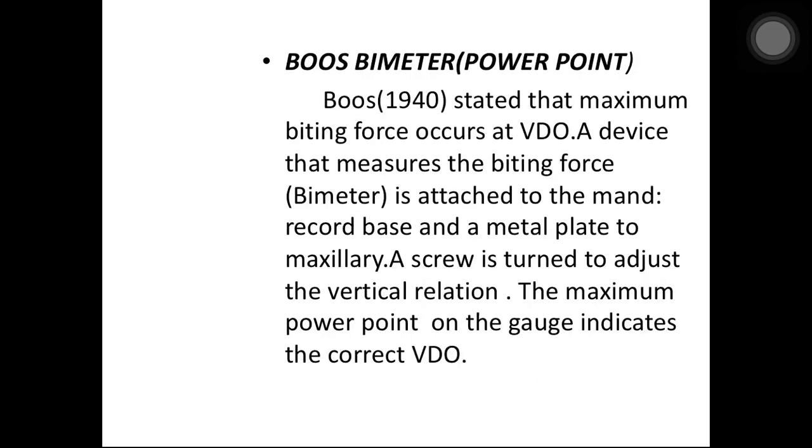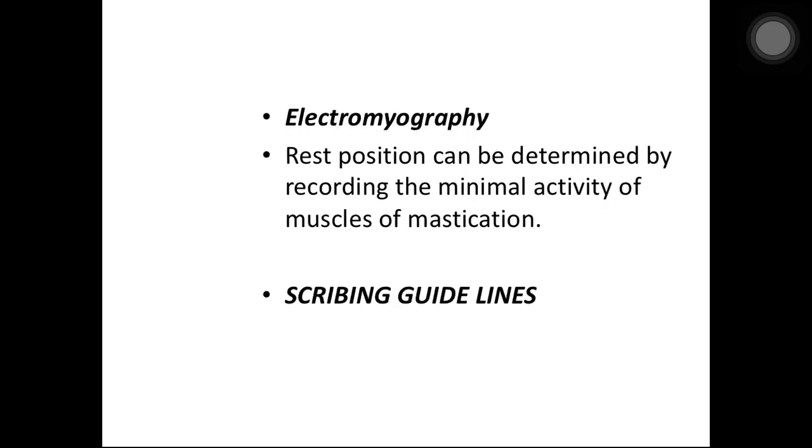Another method is the biometer, which stated that maximum biting force occurs at vertical dimension of occlusion. A device that measures the biting force is attached to the mandibular record base and a metal plate to the maxillary. A screw is turned to adjust the vertical relation. The maximum power point on the gauge indicates the correct vertical dimension. Some of these techniques have been obsolete also.